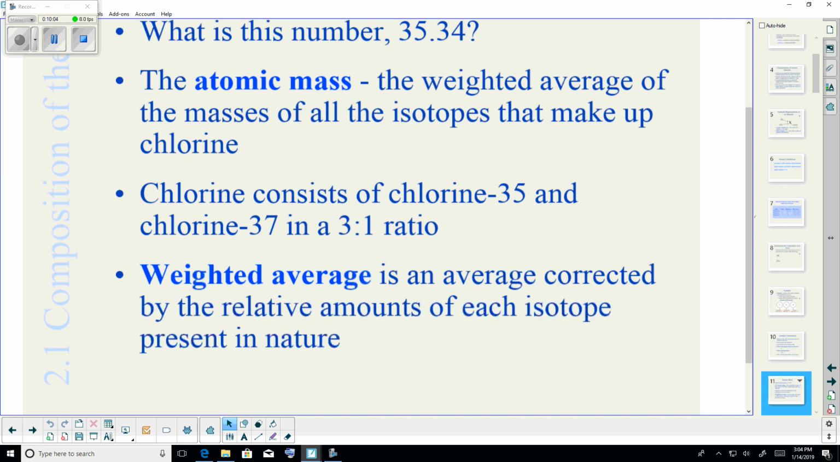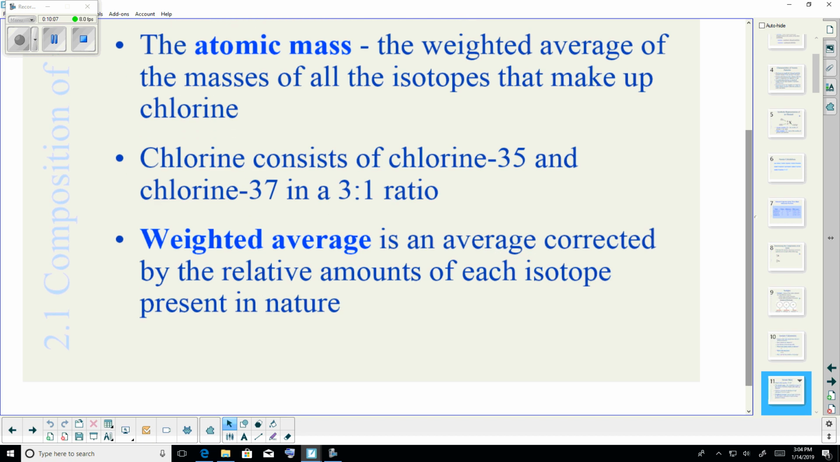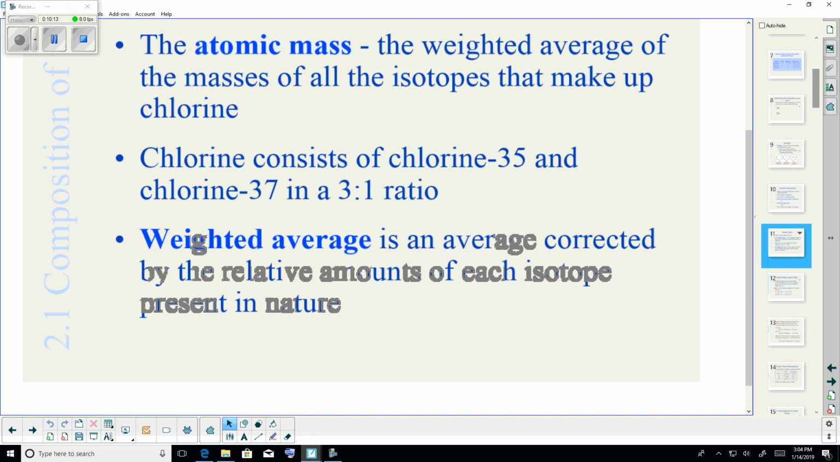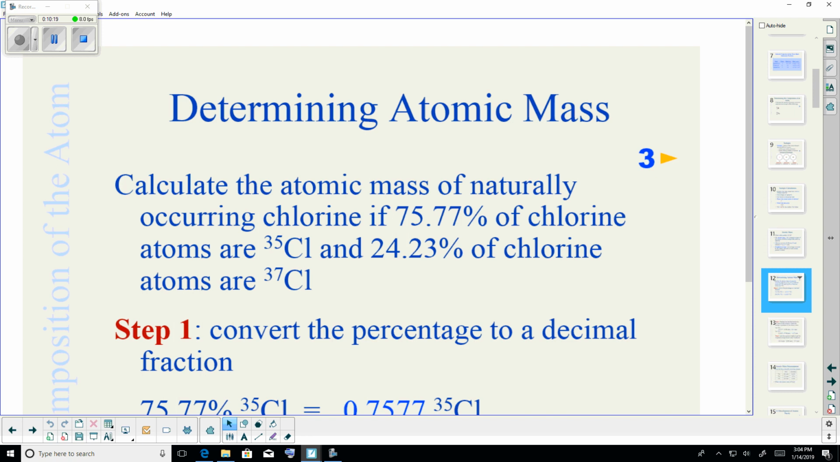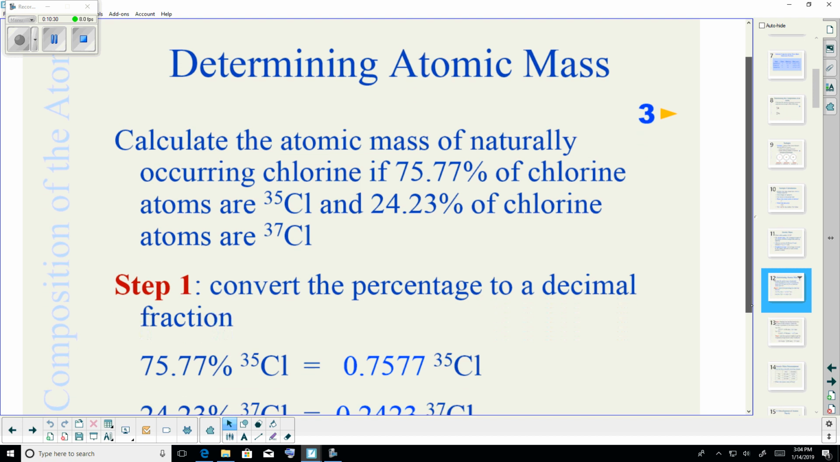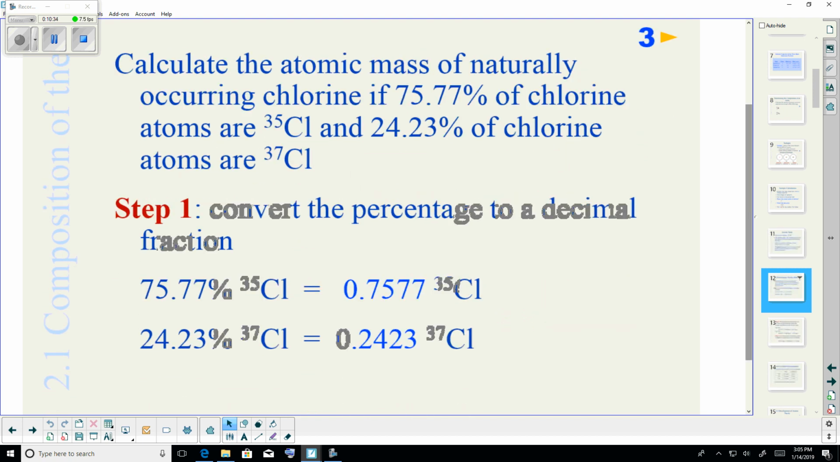So the weighted average, so if it's 75.77% chlorine 35 and 24.23% chlorine 37, you convert the percentages to a decimal fraction. 75.77 is 0.7577. 24.23 is 0.2423. Changing percentages to decimals.